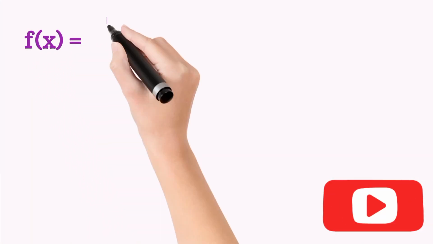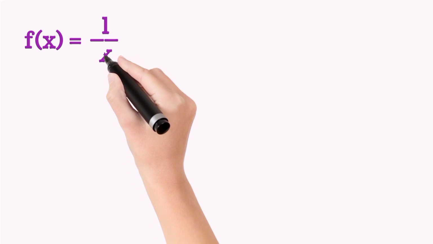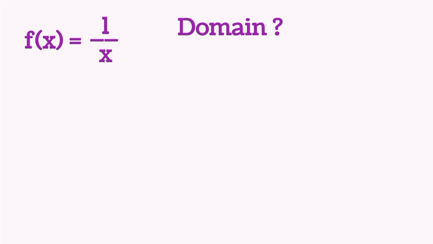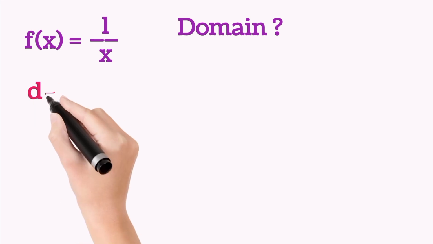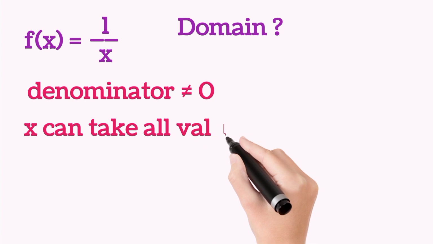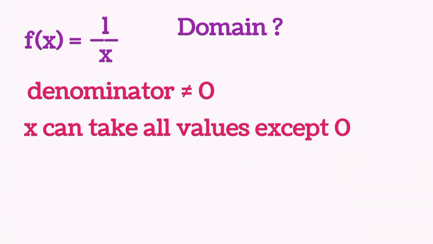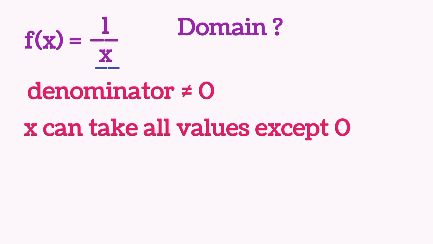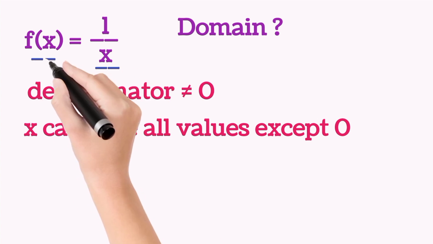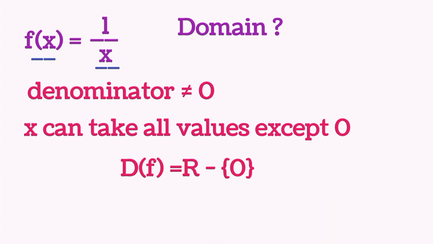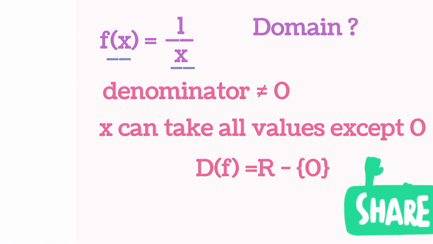So my first question is, f(x) is equal to 1 upon x. Find the domain of this function. So it's very simple. The denominator of a function can't be 0. So x can take all values except 0, because if x is 0, then the function becomes undefined, because 1 upon 0 is not defined. So the domain of this function will be all real values except 0.